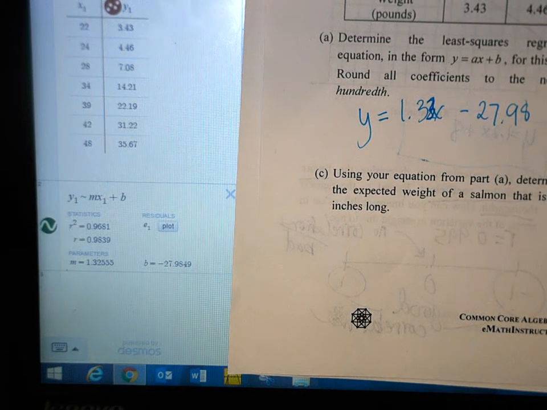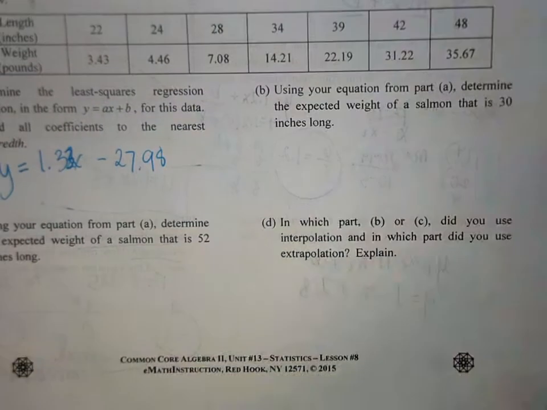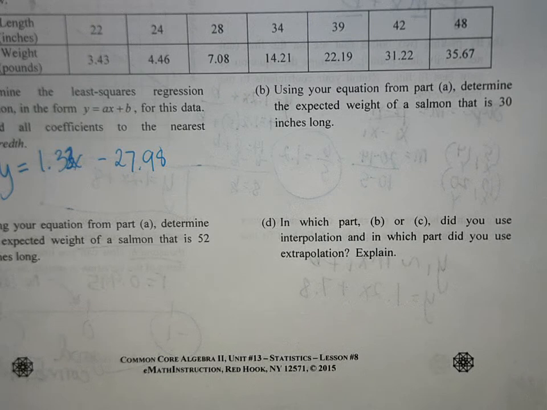Now, on part B, it says using the information from part A, determine the expected weight of a salmon that is 30 inches long. What's the easiest way to find this answer? Plug in 30 for x. So we're just going to plug in 30 for x using our equation.